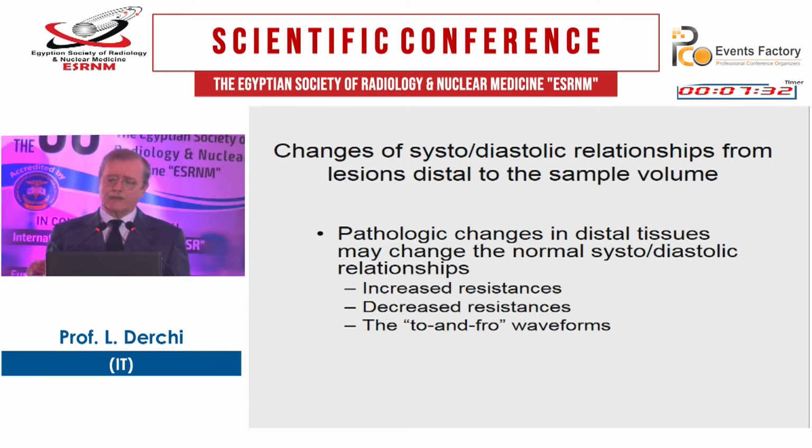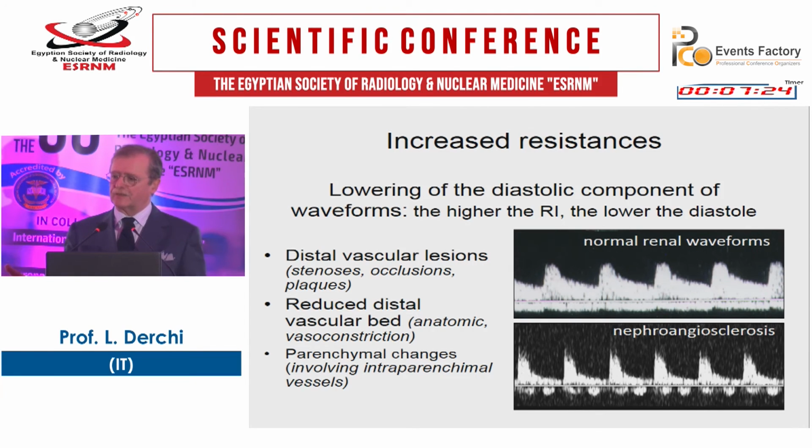Changes of the systo-diastolic relationship from lesions distal to the sample volume. And we can have increased resistances, for instance, which are shown as lowering of the diastolic component of the waveform. And the higher the resistive index, the lower the diastolic component of the waveform. This can be seen, for instance, in a patient with a normal vessel. You see, this is the normal renal waveform.